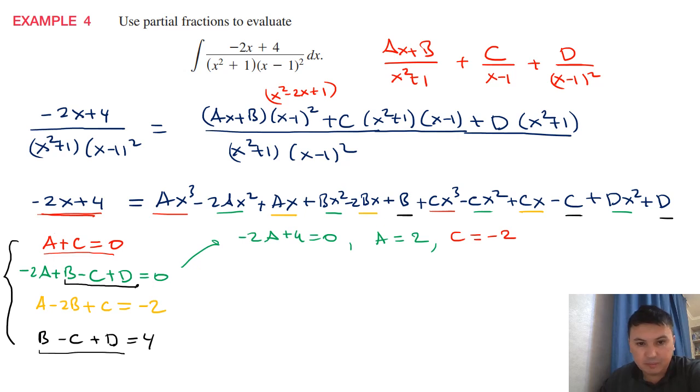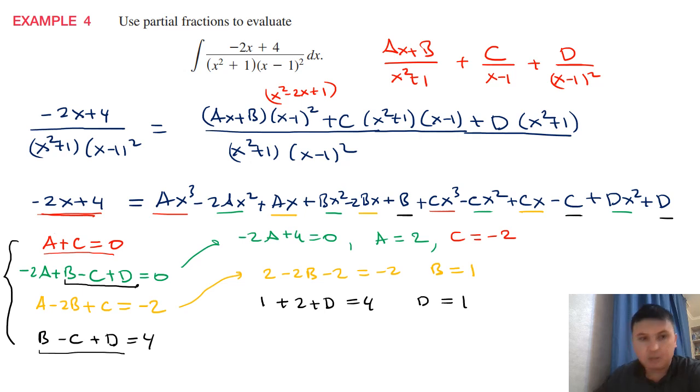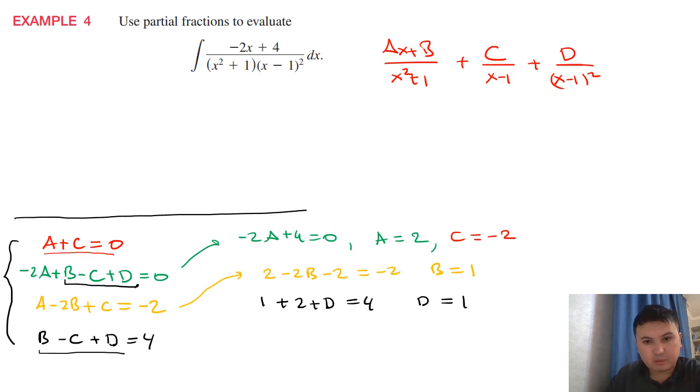Okay, so now I have a, so I can use the third one. A is 2, we don't know b yet, c is minus 2, so this is equal to minus 2, which gives me b is equal to 1, right? So now that I have b and c, I can use the last one. So b is 1, c is minus 2, so it's going to be plus 2, plus d is equal to 4, gives me d equal to 1. So now that I have my coefficients a, b, c, d, I can go ahead and integrate, right?